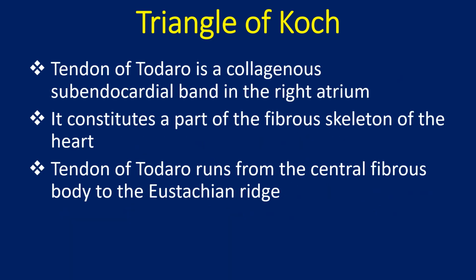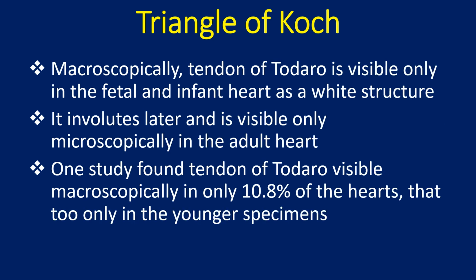Tendon of Todaro is a collagenous subendocardial band in the right atrium. It constitutes a part of the fibrous skeleton of the heart. Tendon of Todaro runs from the central fibrous body to the eustachian ridge. Macroscopically, tendon of Todaro is visible only in the fetal and infant heart as a white structure. It involutes later and is visible only microscopically in the adult heart.